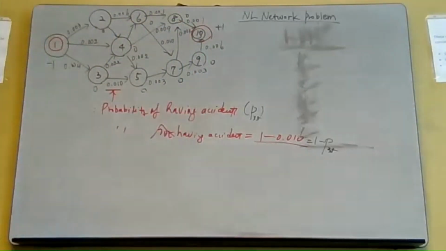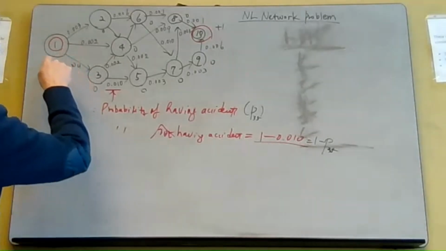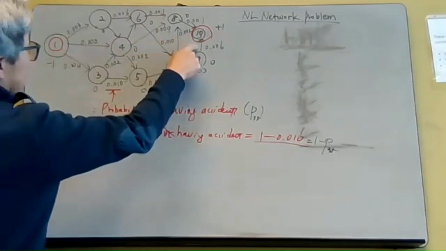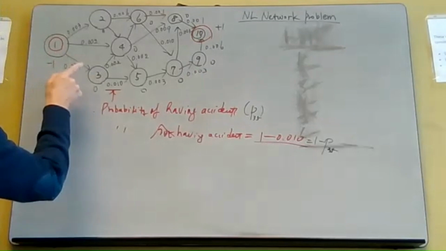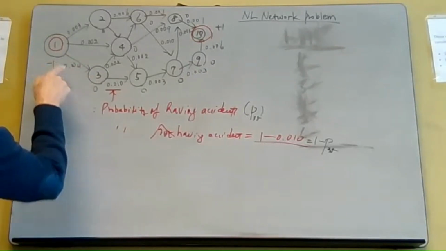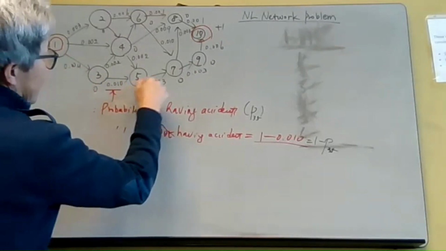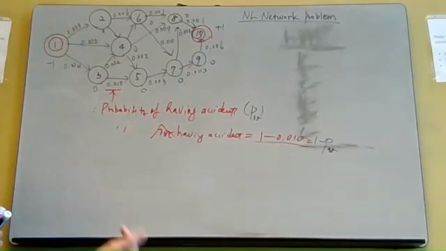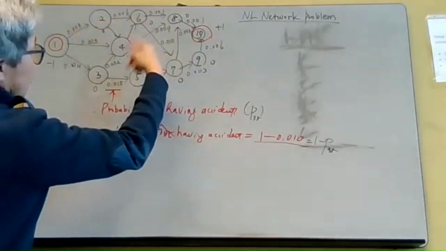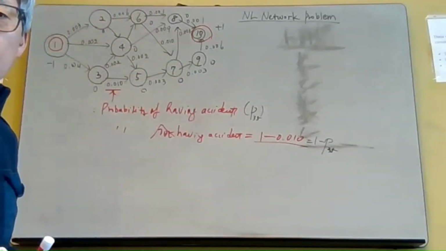Okay, now let's get started to find the decision variables. So decision variables: if we select a route from node 1 to 10 through 3, 5, 7, 9, then the segments of 1-3, 3-5, 5-7, 7-9, 9-10 will have values of 1. All the other road segments will have a value of 0.